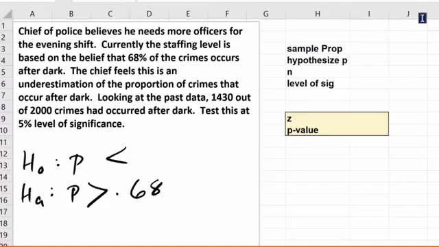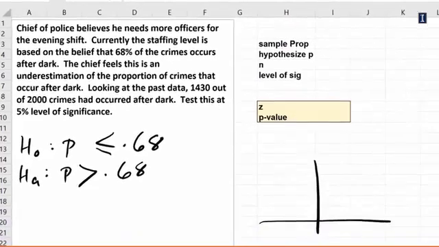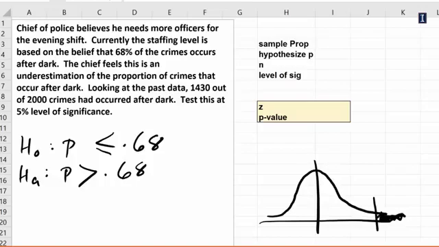Therefore, our null is p is less than or equal to 68%. And we're going to test this at a 5% level of significance. So once again, we have a one-tail test, and this time our rejection region is on the right side. So therefore, it's a right tail test. If we have a sample that falls into this tail, if the probability of finding a sample like ours is smaller than 0.05, which is in the tail, then we will end up rejecting the null hypothesis. Otherwise, we will retain the null hypothesis.